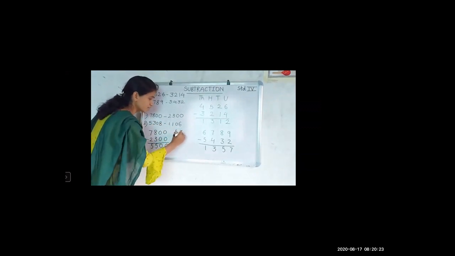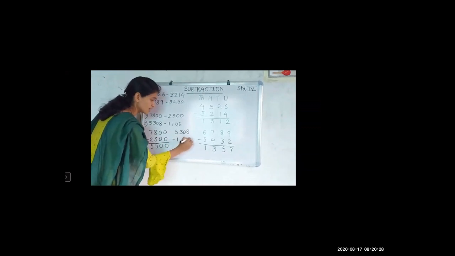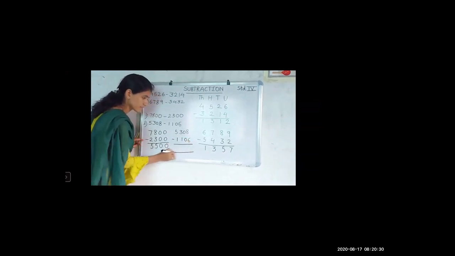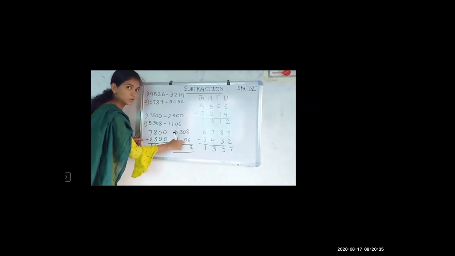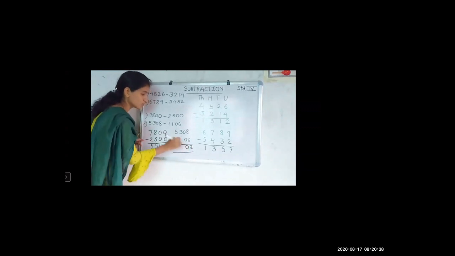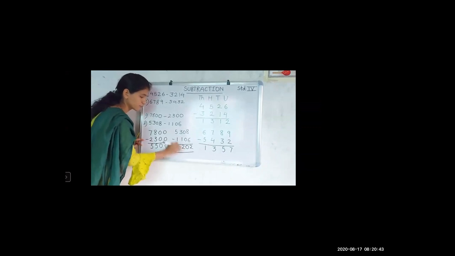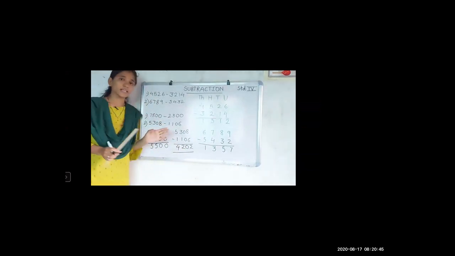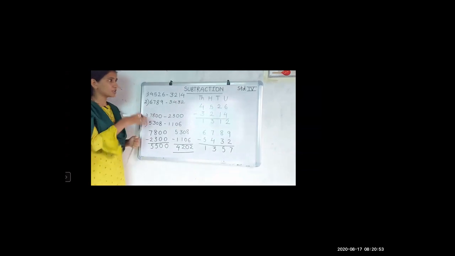So next example, 5,308 minus 1,106. 8 minus 6, 2. 0 minus 0, just now I told you, 0. 3 minus 1 is 2, and 5 minus 1 is 4. So I hope your doubt has been cleared about 0. So that's it for the fourth standard subtraction examples.